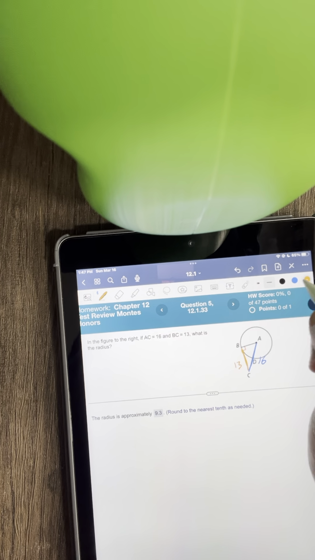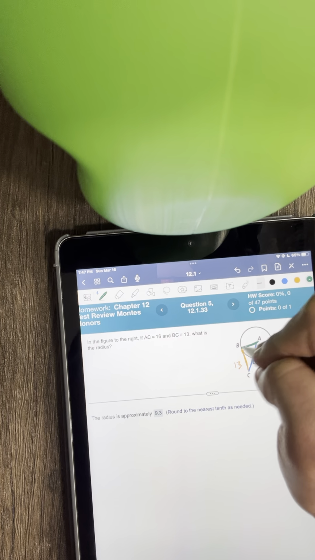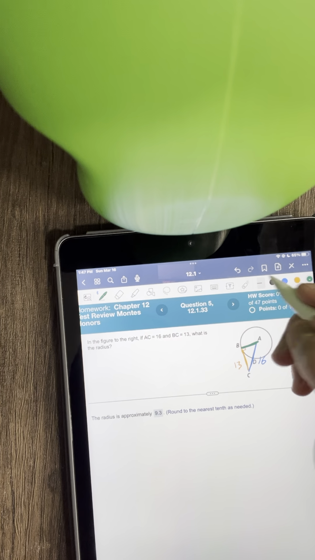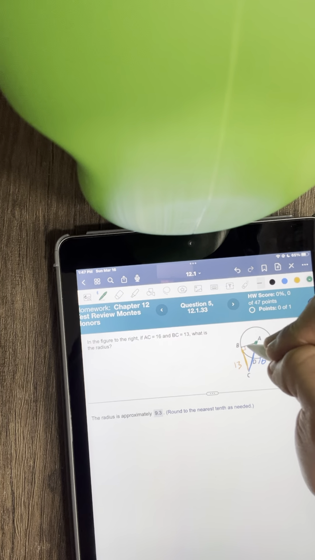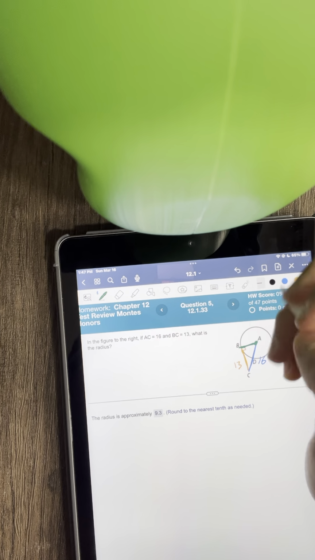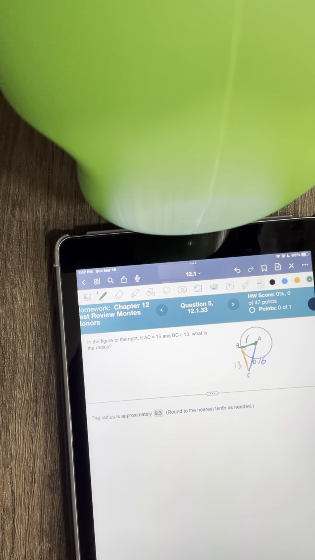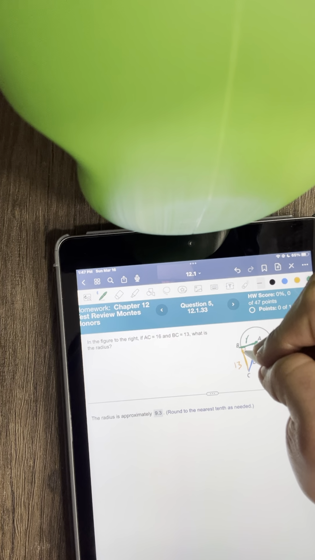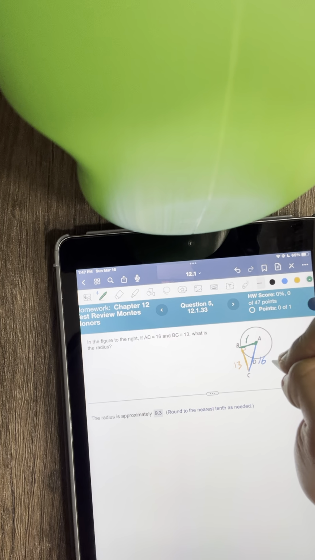What is the radius? Well, isn't the radius just AB? Yeah, because it's from the center to a point on the circle. So we just got to use Pythagorean's theorem to find this radius. So the most important one is my C, which is supposed to be opposite to the 90, which is this one.